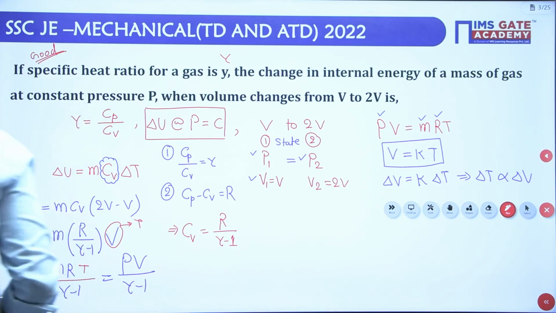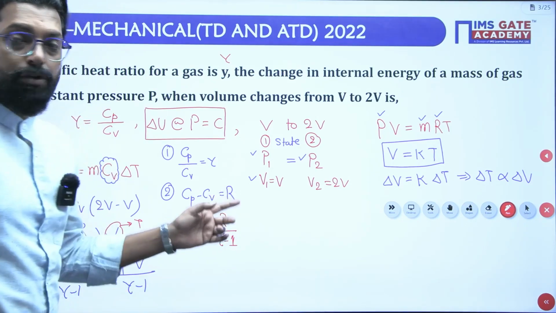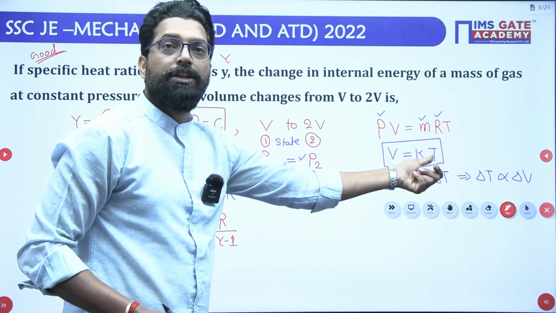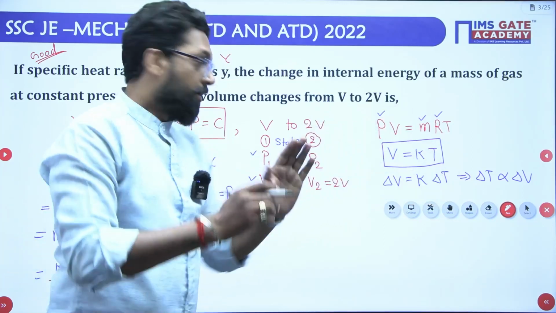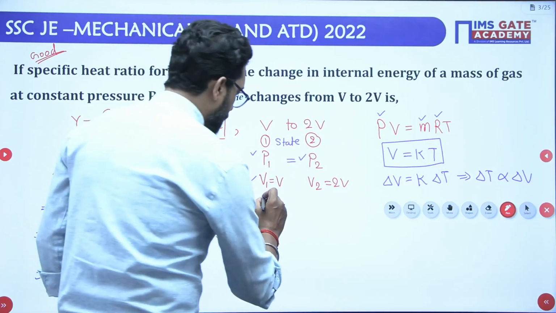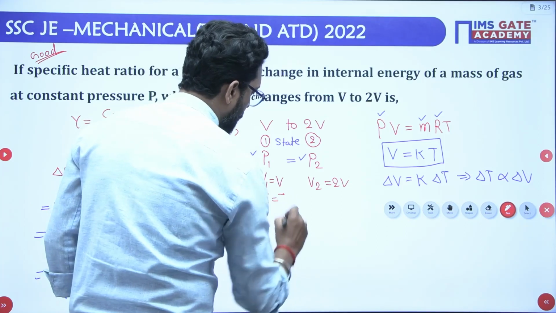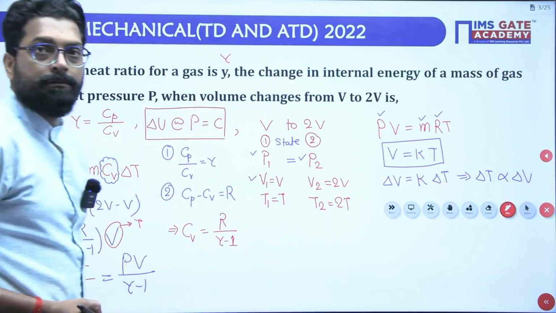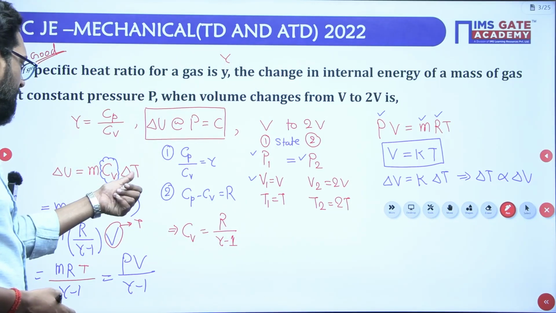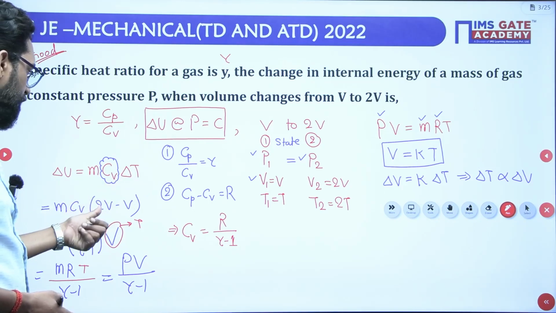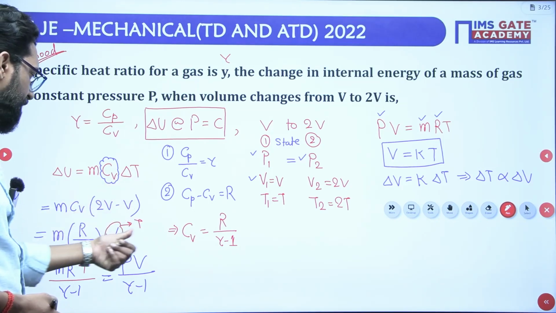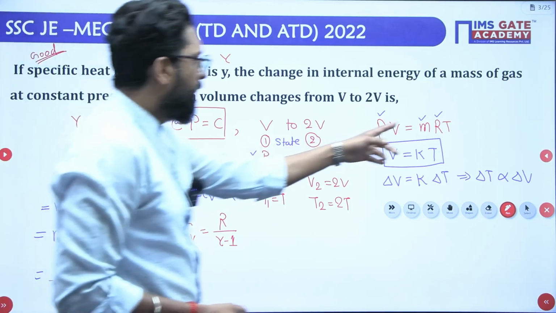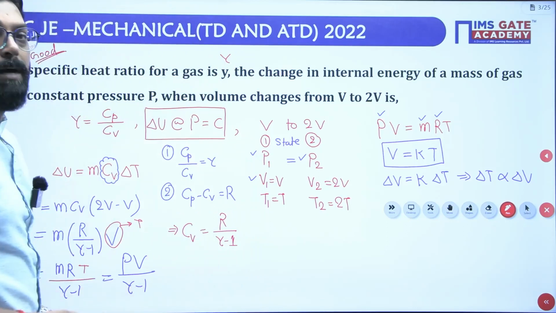This is the second option. So in this question, only these things you need to know. Because pressure is constant, V is directly proportional to T. That means T1 is equal to T and T2 is equal to 2T. That's it. So here delta T is equal to 2T minus T, which is equal to T. So mRT by gamma minus 1, and mRT is PV. So the answer is PV divided by gamma minus 1.